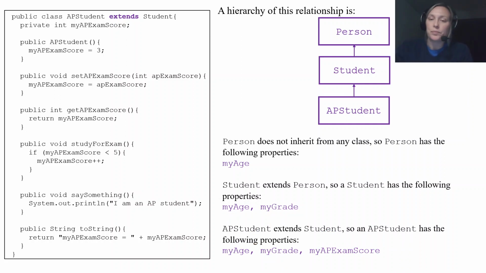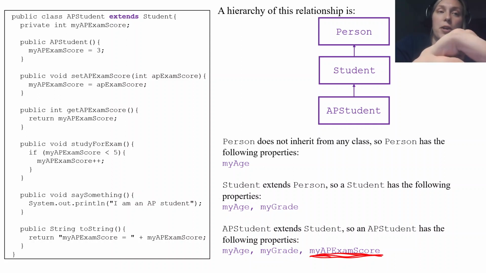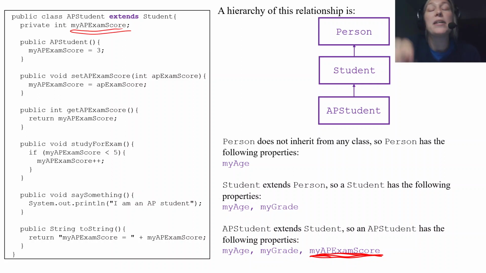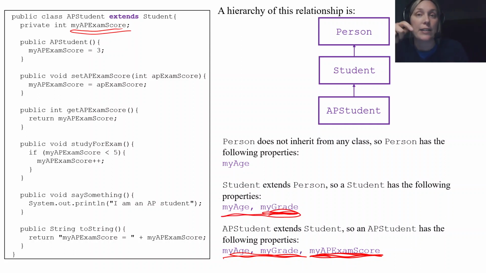AP student extends student. So AP student added their own myAPExamScore. You can see that right here. And because they extended student, they got student's properties. And what were student's properties? Well, student's properties were myGrade, that was defined in student, but myAge as well, because that was defined in person. So in a hierarchy, the is-a relationships extend all the way back up. Okay, you follow those arrows all the way back up. AP student is a person.